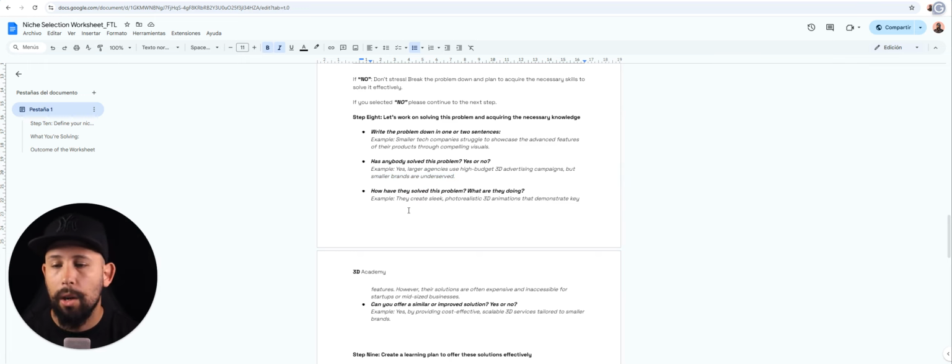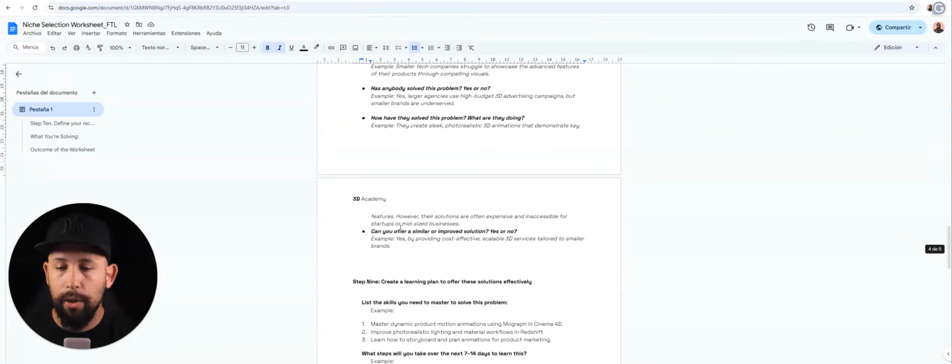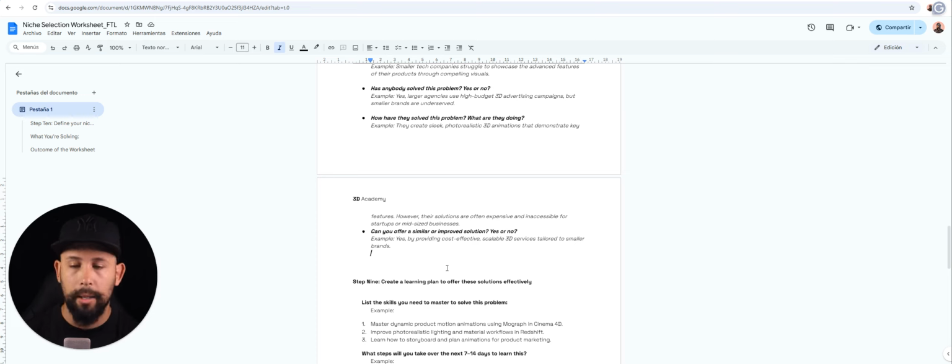Okay, so how have they solved this problem? What are they doing? Example: they create sleek photorealistic 3D animation that demonstrates key features. However, their solutions are often expensive and inaccessible for startups or mid-sized businesses. You start to understand the pattern here? Okay, so can you offer a similar or improved solution? Yes or no? Yes, by providing cost-effective, scalable 3D services tailored to smaller brands.